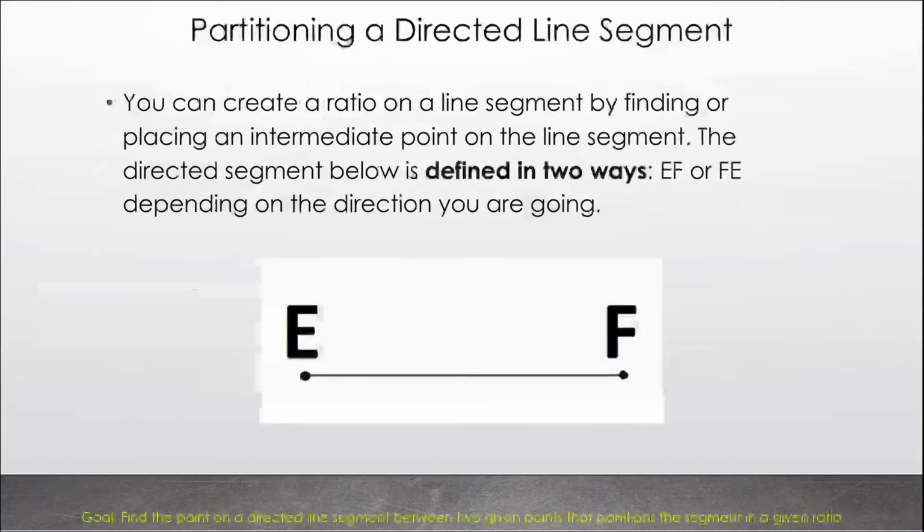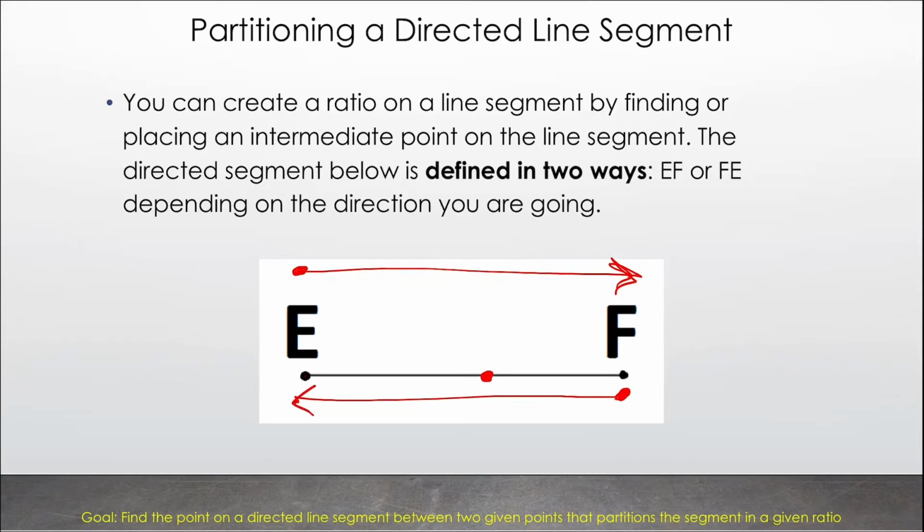Alright, so partitioning a directed line segment. We can actually create a ratio on a line segment by finding or placing an intermediate point on the line segment. So that just means I have another point like so. The directed segment below is defined in two different ways. I can say I'm starting at E and going to F, and I would say that as EF. Or I could say I'm starting at F and going to E, and that would be FE, depending on the direction you're going. So you have to be very careful about which one goes first, because it is going to change and it is going to affect your answer.